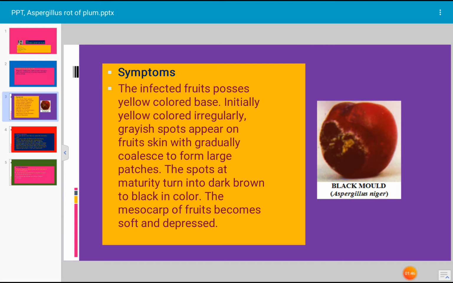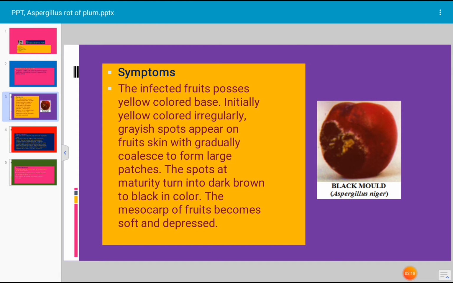Infection of the stalk end region of the fruit causes drooping of the fruits. Singh, one of the scientists, has reported a decrease of ascorbic acid content of the fruit. Ascorbic acid is vitamin C. It is vitamin C that gets decreased in the fruit after infection by Aspergillus. And injured fruits are more susceptible to infection.